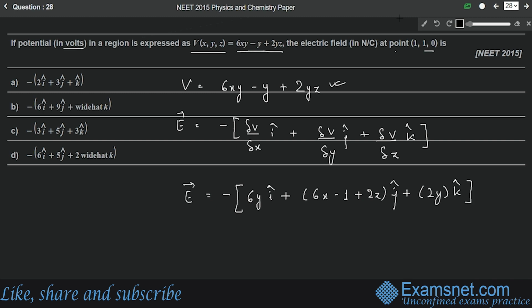Now we have to find the electric field at point (1,1,0). That means we have to put x equals 1, y equals 1 and z equals 0. If we put these values, we'll get 6 into 1, that means 6 i cap, plus 6 into 1 minus 1 plus 2 into z, which is 0. So 6 minus 1 means 5 j cap, plus 2 into 1, that means 2 k cap. So this is the electric field at the point: −(6 i cap + 5 j cap + 2 k cap). Option D will be the correct answer.